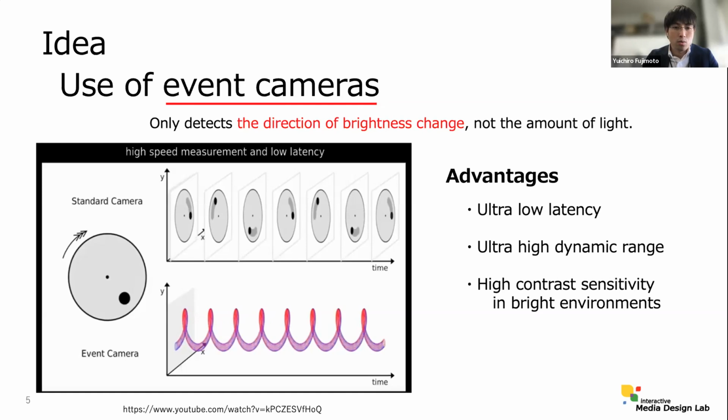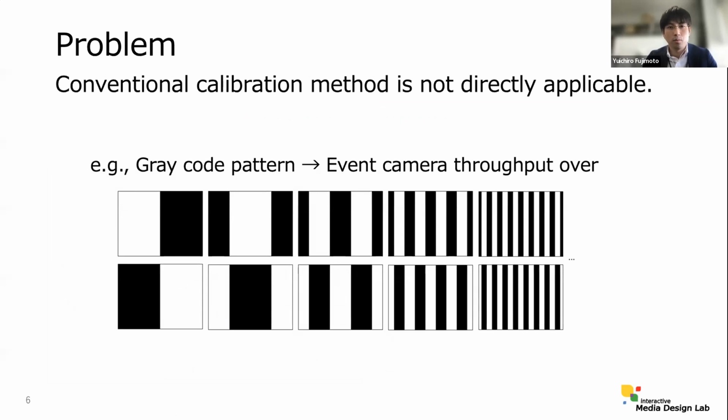So these features would be useful in solving the problem I mentioned earlier. But one of the problems in applying the event camera to projector calibration is that the conventional projector-camera calibration cannot be applied directly. In general, the pixel correspondence between the projector and the camera is first obtained by projecting a gray code pattern like these pictures and observing it with a camera.